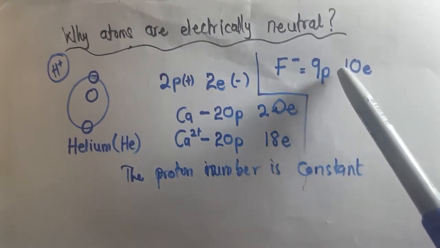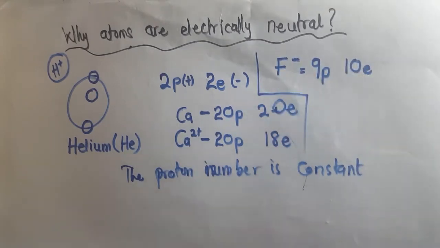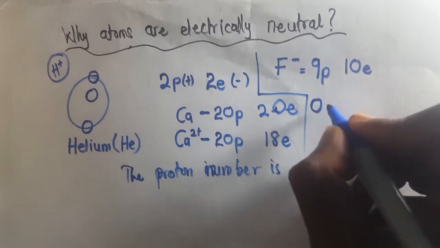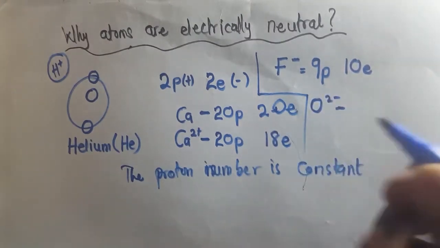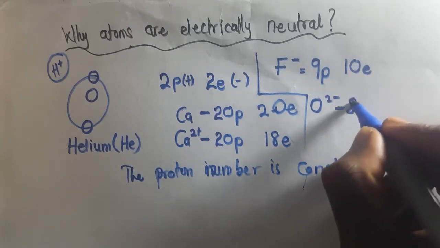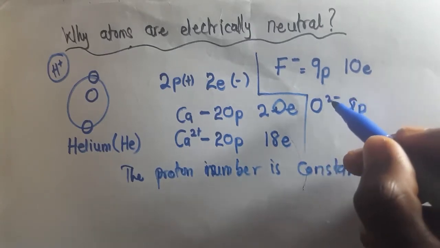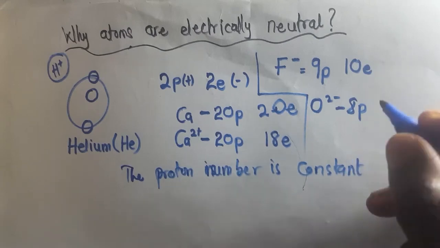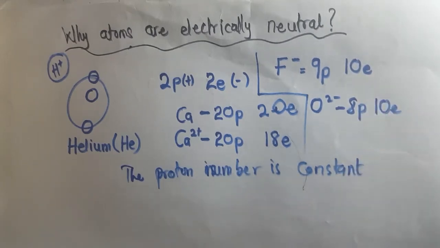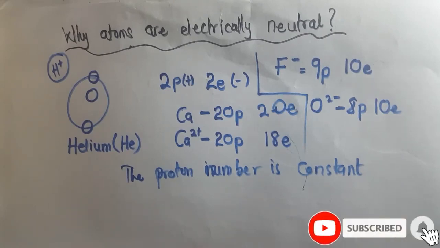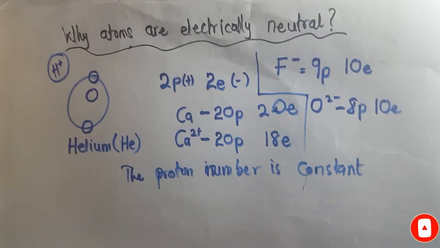So let's say you have an element like the oxygen 2 minus ion, what are you going to have? Oxygen is known to be the 8th element, so 8 protons. Since there are 2 extra charges here, it means that you are adding 2 extra electrons. You are going to have 10 electrons. I believe this is very clear. Any element which has a charge is known as an ion. We'll look at what ions are in detail in the subsequent lectures.